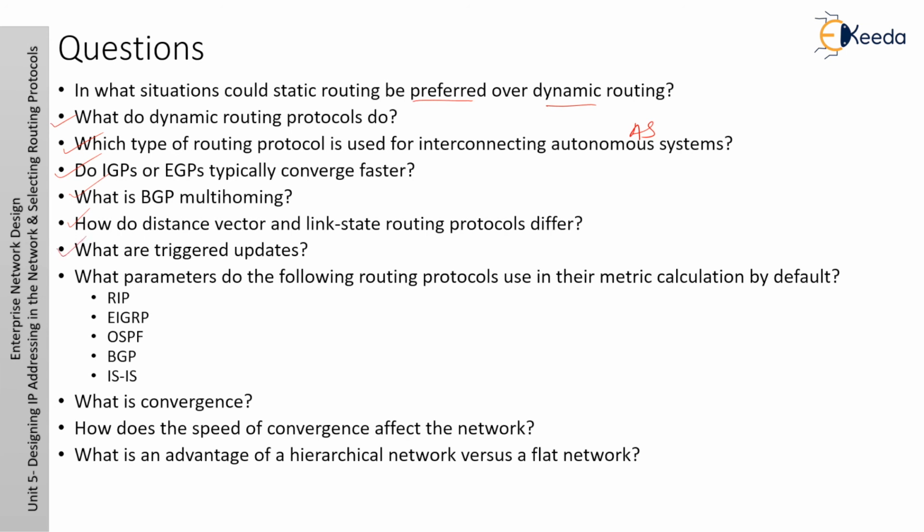What are triggered updates? What parameters do the following routing protocols use in their metric calculation by default? These protocols are RIP, IGRP, OSPF, BGP, IS-IS. One table is shown in a previous slide. What is convergence? Synchronization, a very important thing. Synchronization with respect to all routes. How does the speed of convergence affect the network? Faster convergence is very important. What is an advantage of a hierarchical network versus a flat network? So you need to go through the previous slides to answer all these questions.